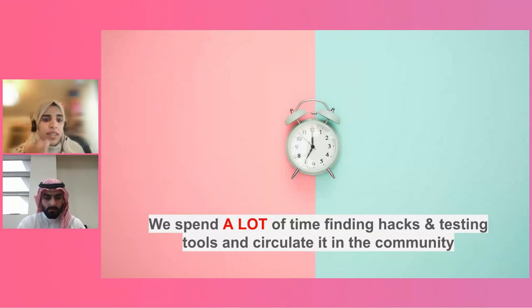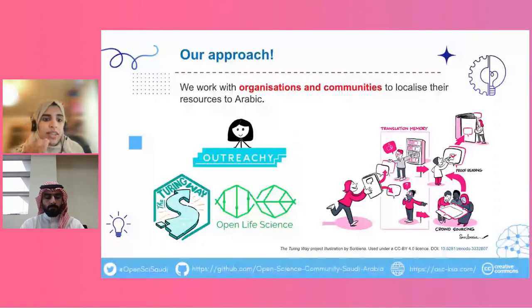Yeah, thank you, Abdulrahman, for elaborating on it. So yeah, we work with organization communities to localize their resources to Arabic. We work with Outreachy, the Turing Way, and Open Life Science, as I mentioned. The thing that we try to do is create a workflow that can be reused by other communities. We use something called translation memory, as you can see in this illustration made by the Turing Way. Translation memory means that even if we localize two different, separate resources, we can still reuse a lot of the structure, the vocabulary, the glossary, and the sentences, even if they are totally separate and not related to the project. That's what we call translation memory.